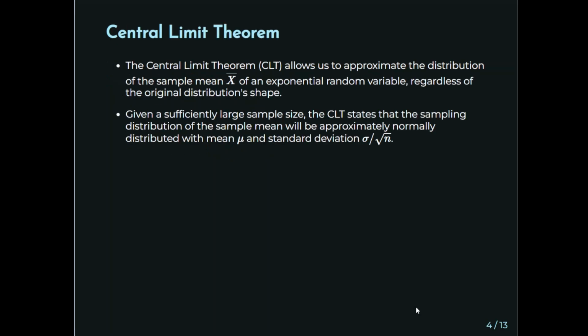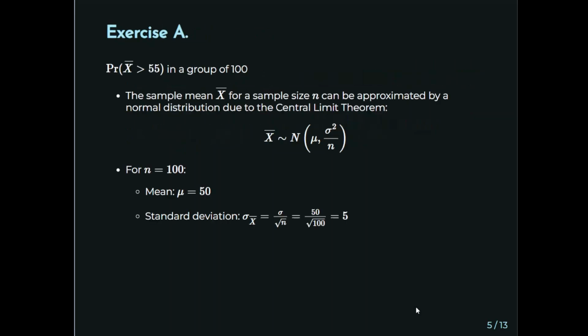So just a quick recap on the central limit theorem, which is very important in these types of questions. The central limit theorem allows us to approximate the distribution of the sample mean x bar regardless of the underlying distribution's shape. Given a sufficiently large sample size, the sampling distribution of the sample mean will be approximately normally distributed with mean mu and standard deviation sigma divided by the square root of n, the standard error in other words. So that's the general approach we're going to take. You probably would be familiar with the central limit theorem and the importance of it already, but just to specify it. Okay, so exercise A.